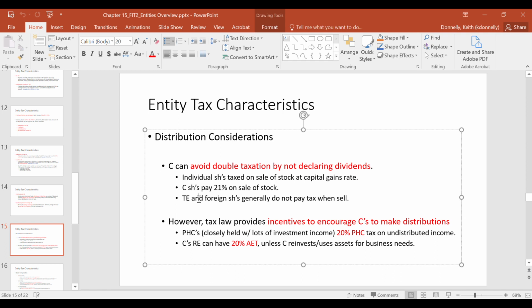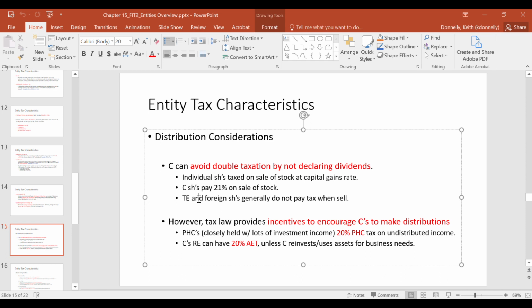And the first one here is a personal holding company tax, which basically you have to meet a certain criteria to have this tax applied to you as a corporation. Basically, if you're really a passive corporation, you have a lot of investment income, the IRS is going to hit the corporation with a 20% tax on the undistributed income. Another one here, right? Corporations whose retained earnings, they can impose a 20% accumulated earnings tax.